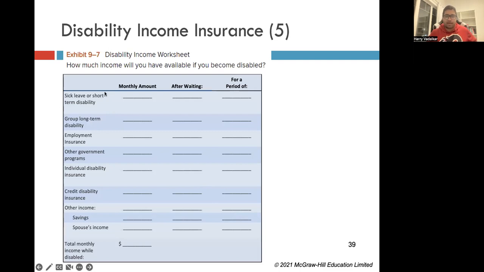Okay, so you can use this sheet to find out, for sick leave or short term disability, how much your employer is going to pay. This is something that your employer pays. So how long the employer is going to pay, and how much the employer is going to pay. Then if you have a group long term disability option, check that. Employment insurance, government programs, individual disability insurance. So calculate all of that and then find out how much you need to get for disability.